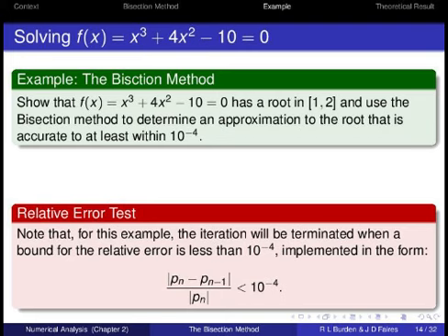So we start this. Our stopping criteria is basically the relative error test. So the relative error test is Pn minus Pn-1: for two consecutive midpoint approximations, the difference divided by the original value must be less than the tolerance. I will show you in the example what this stopping criteria means.